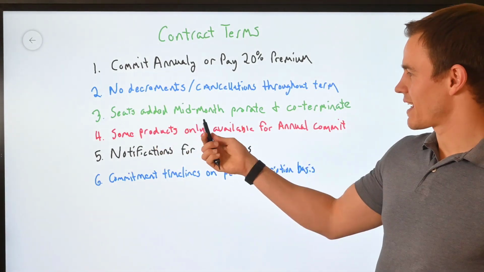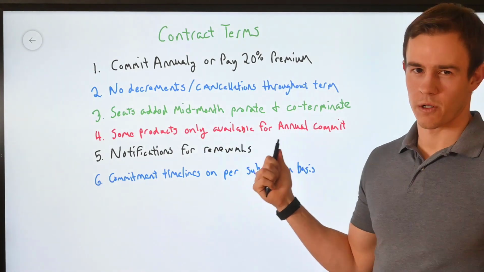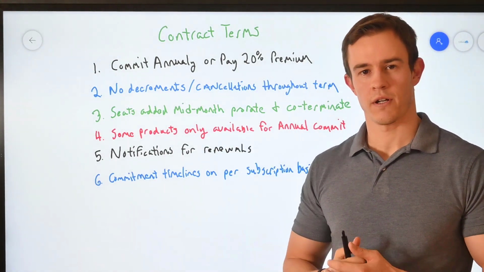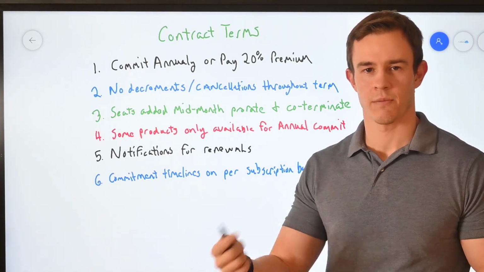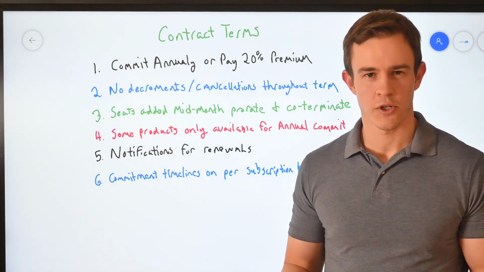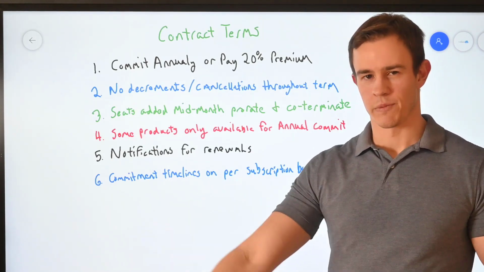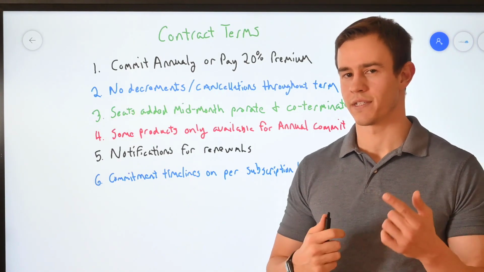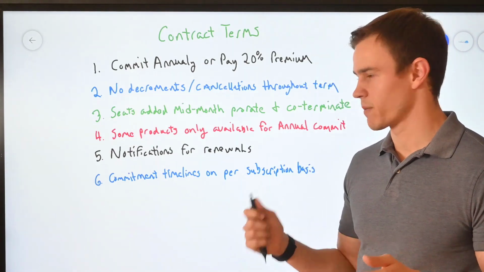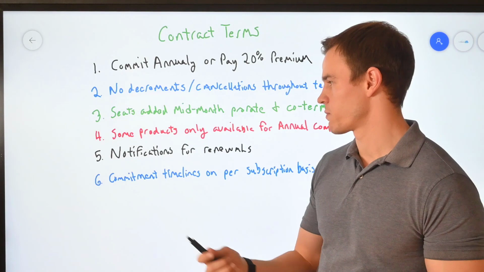Third one here, seats added mid-month prorate and co-terminate. So this is universal whether or not you're on monthly or annual, just specifying what they're going to see if they increment in mid-month. It'll be a prorated charge for that mid-month, and then they'll absorb the whole quantity, and that quantity will co-terminate for one subscription. So just to have some language around that so they can know what to expect.